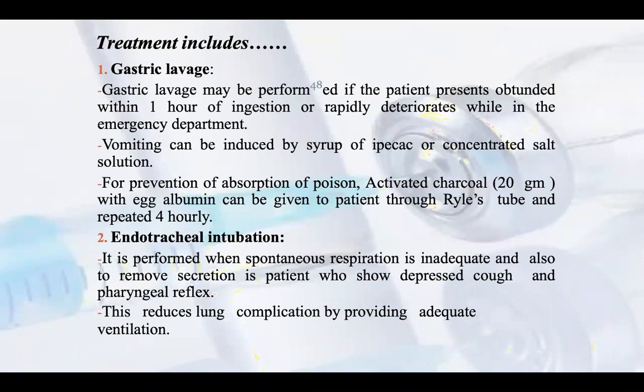Now, what we have to do? Gastric lavage. Gastric lavage may be performed if the patient presents obtunded within 1 hour of ingestion or rapidly deteriorates while in the emergency department. Vomiting can be induced by syrup of ipecac or concentrated salt solution. For prevention of absorption of poison, activated charcoal 20 gram with egg albumin can be given through Ryle's tube and repeated 4 hourly.